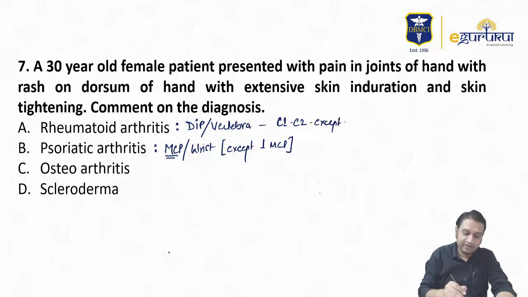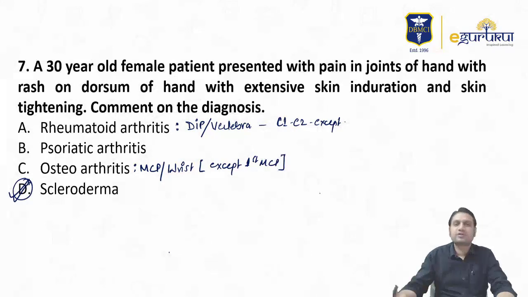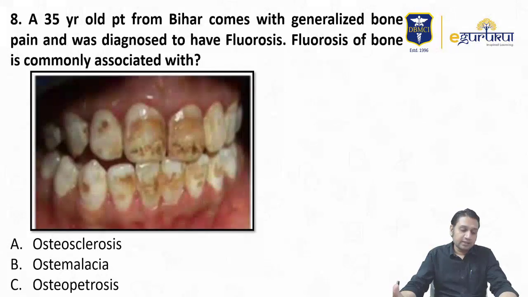Okay, sorry, I have written here, it is about OA, not the psoriatic. This one is about OA. So MCP and wrist, these are not involved in OA. The exception here is the first MCP, right? So here the most likely answer goes in favor of scleroderma, which is taught to you, I guess, in dermatology or as a part of medicine basically.